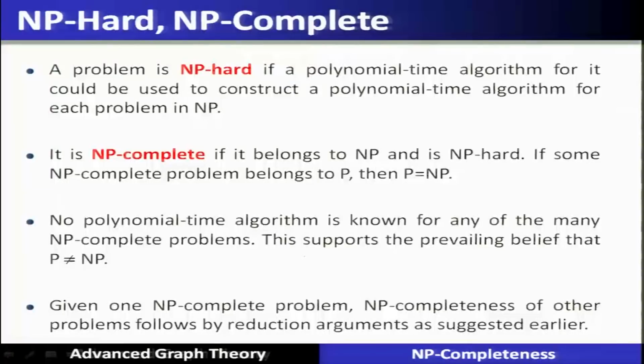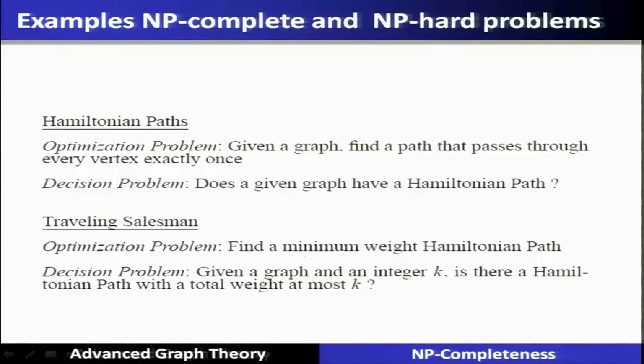No polynomial time algorithm is known for any of the many NP complete problems. This is the prevailing belief that P is not equal to NP. So, given one NP complete problem, NP completeness of the other problems follows by the reduction arguments as suggested earlier. We will use it in further discussions.